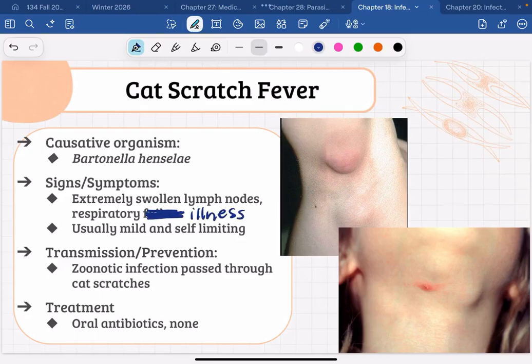Okay, but the difference, and so this one up top, this is under somebody's armpit. You can see how swollen that lymph node is in their armpit. They actually have two, they're swollen on the bottom too. And this is the bottom of somebody's neck, so right here.